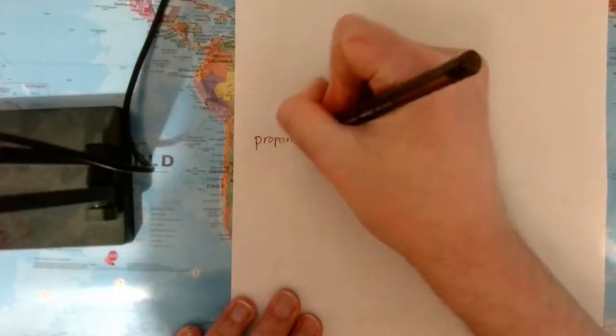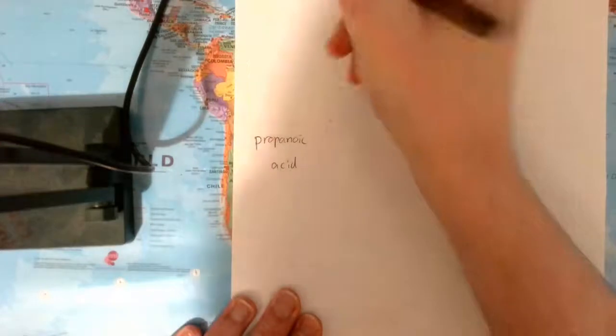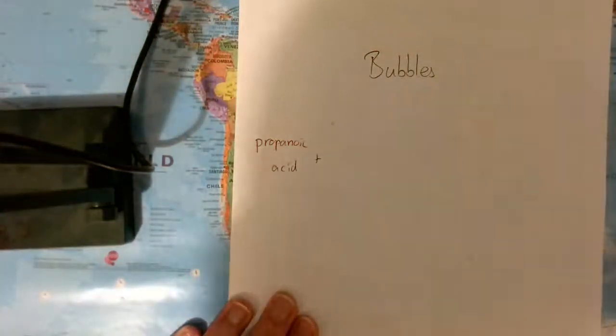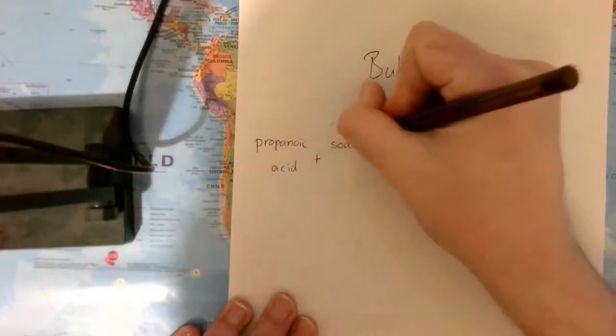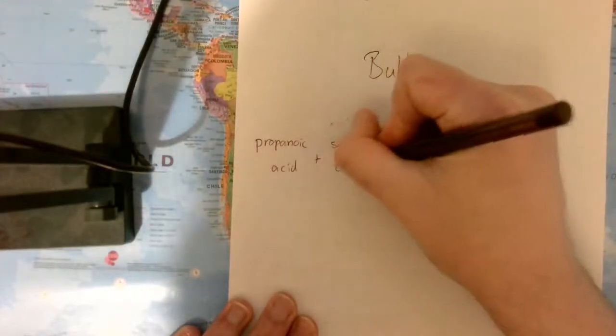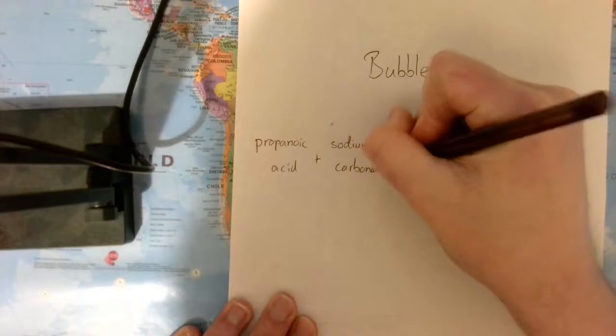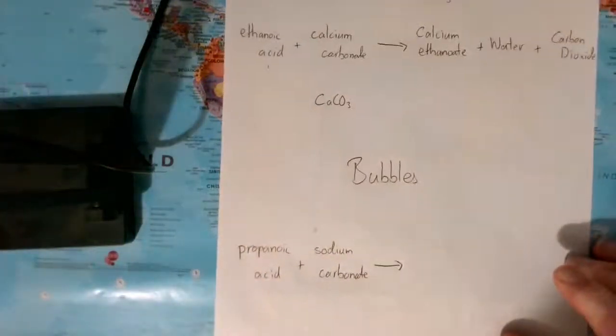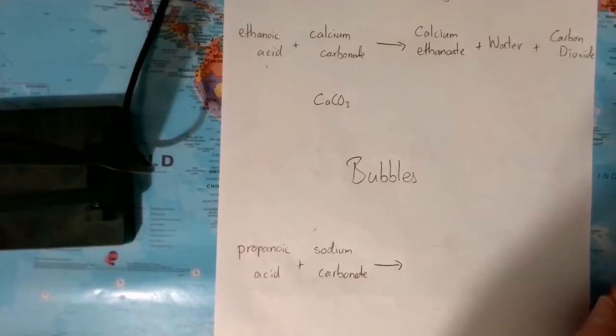Propanoic acid, you can see I've just changed the number of carbons from above, and rather than doing calcium carbonate, let's pick another metal. Let's do sodium carbonate. So please pause this, give it a try yourself, remember what happened before. 3 products, give it a shot.